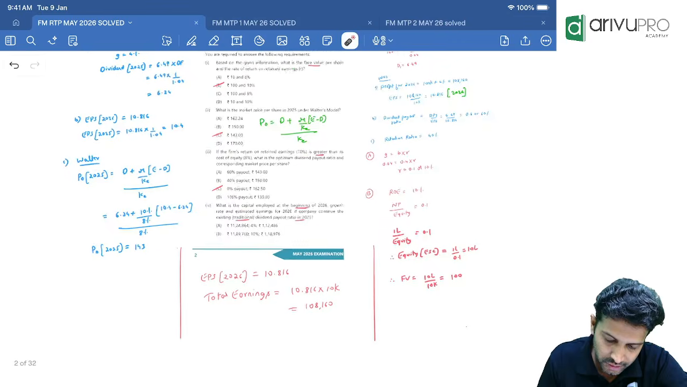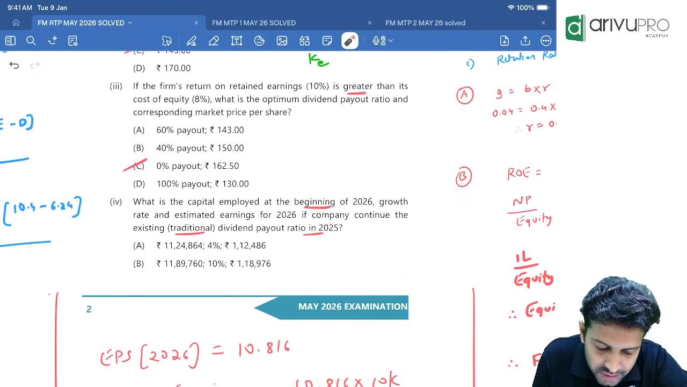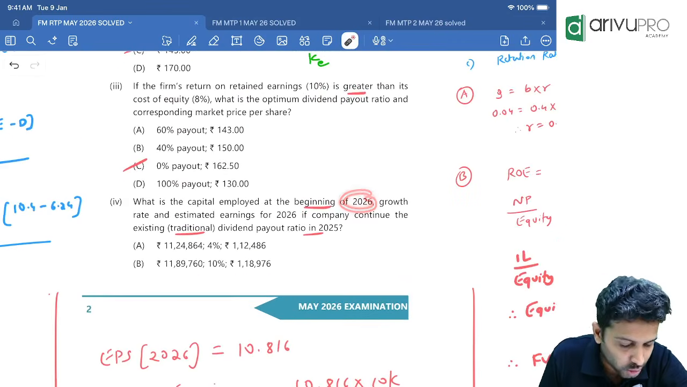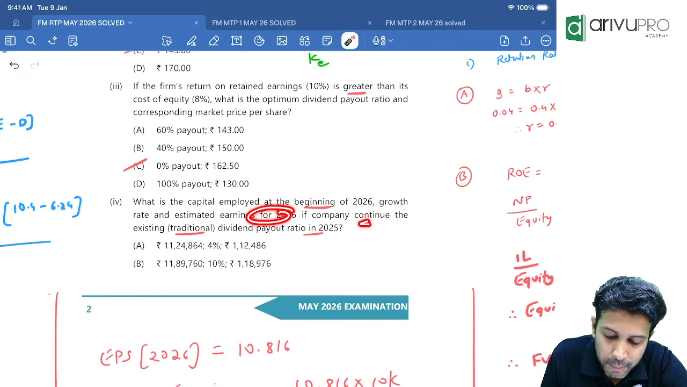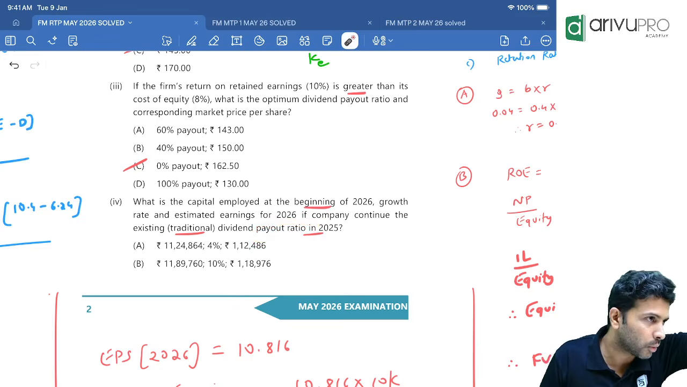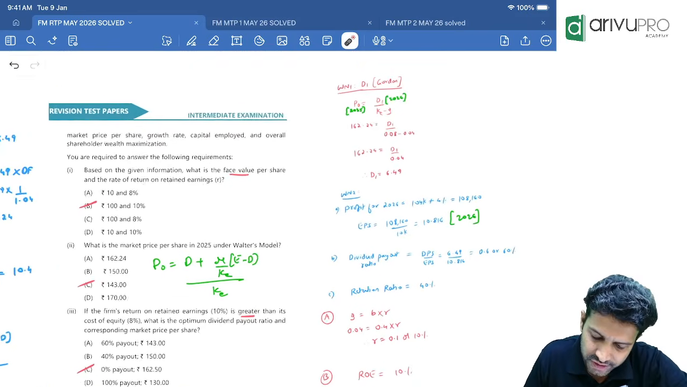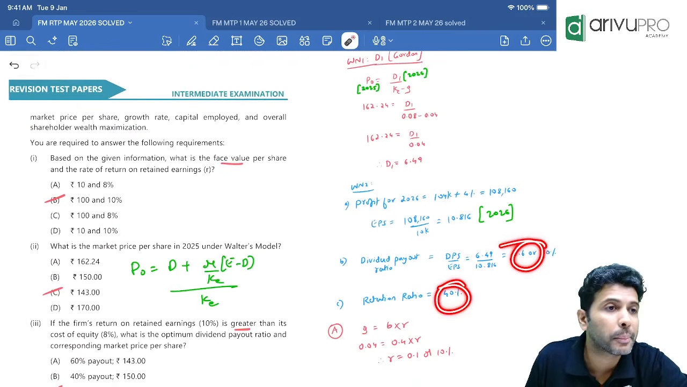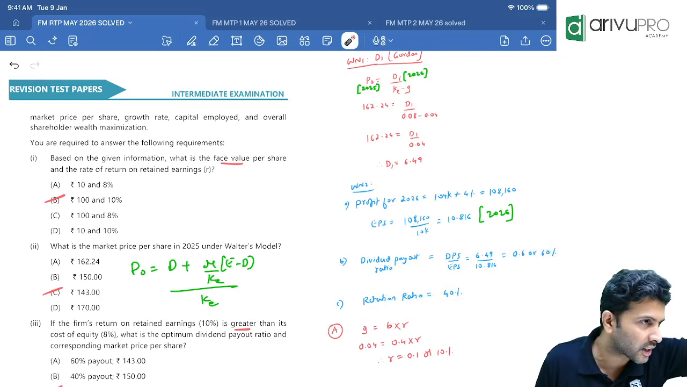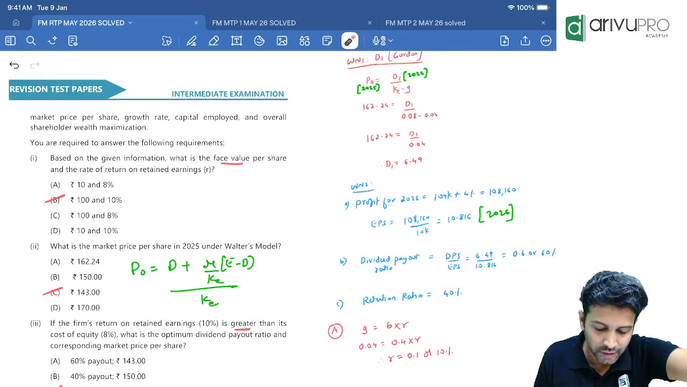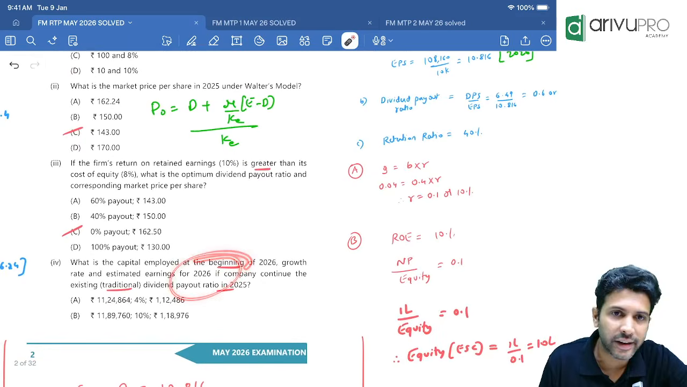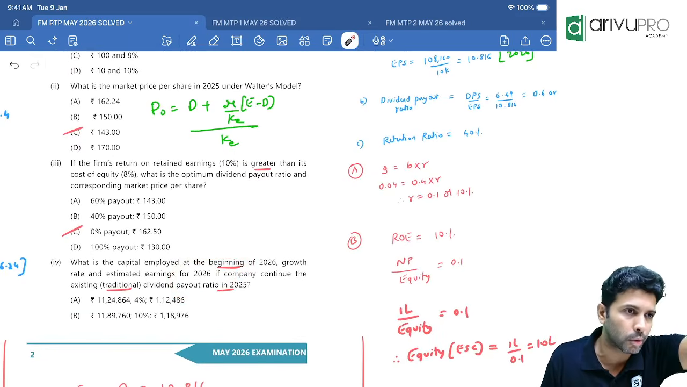This question, may read it if you want. They ask capital employed 2026, growth rate and earnings if company continues with what policy? Current dividend policy. Current, whatever currently they're paying. What is the current policy? 60% is a payout ratio, 40% is retention ratio. That is our current policy. If current one continues, what are these three data they've asked in question number 4.